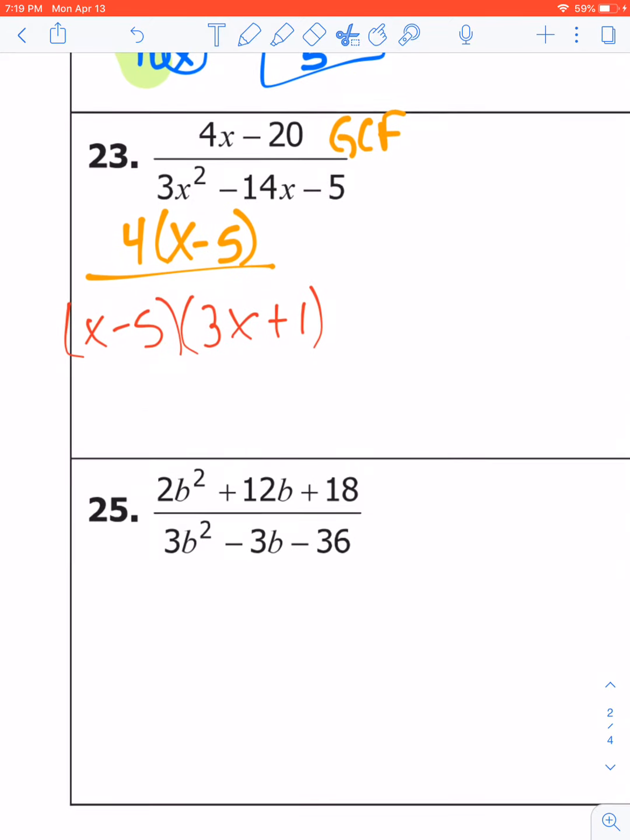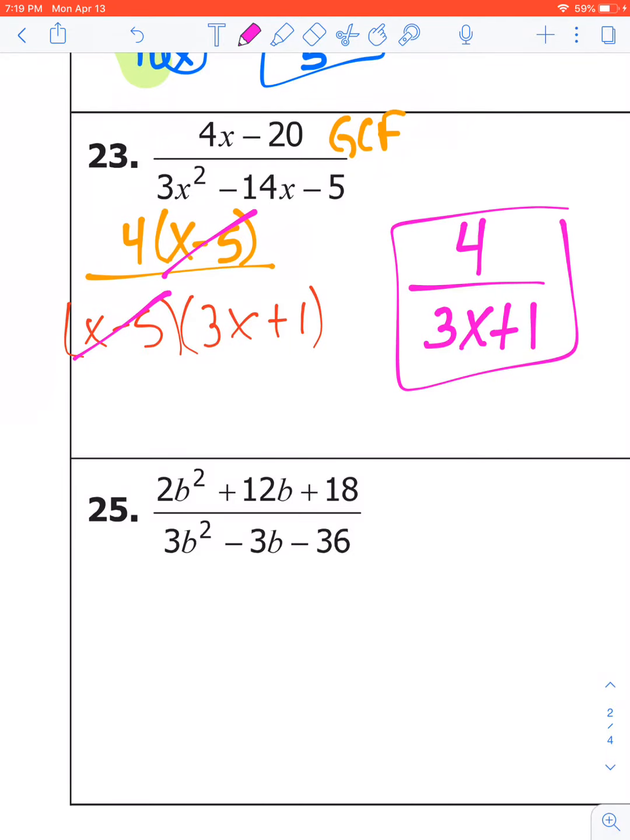All right, now I am prepared to cancel. So the x minus 5's cancel, leaving me with a final answer of 4 over 3x plus 1. So really, this problem isn't hard. I would just say it's lengthy because you have to use the AC method.